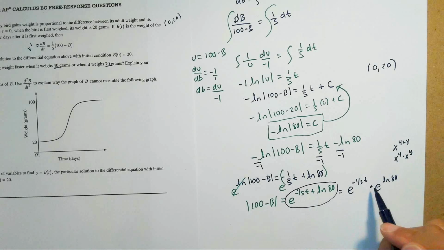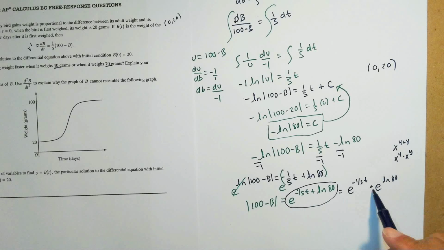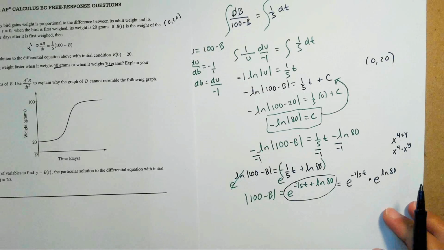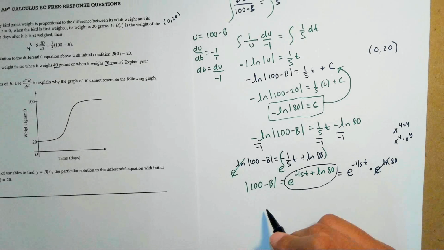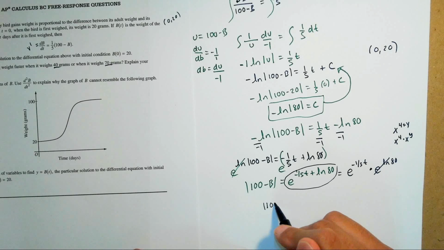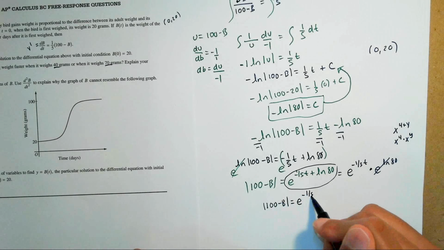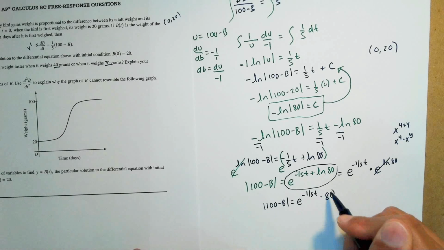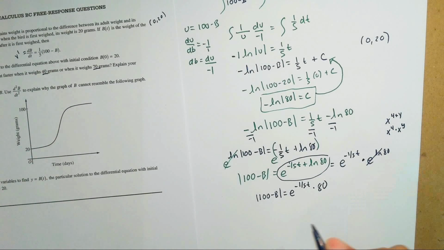And you don't actually have to show this work. You just have to understand that anytime you raise e, this is going to become a multiplication by e to the ln 80 every single time. So then your next step is, okay, well, what happens to e and ln 80? They cancel out. So this becomes the absolute value of 100 minus b is equal to e to the negative 1/5 t times 80. Well, where should I put that 80? In the front.